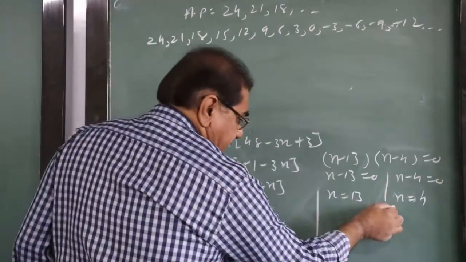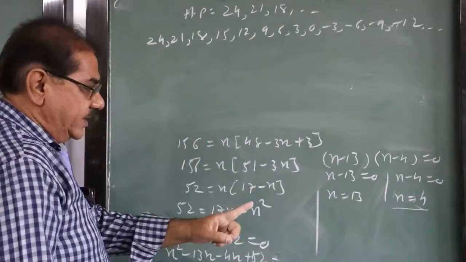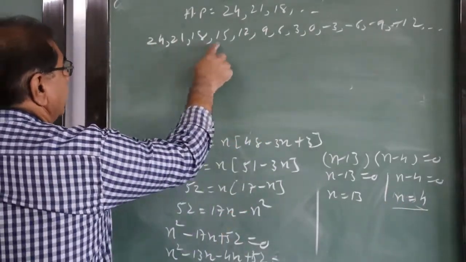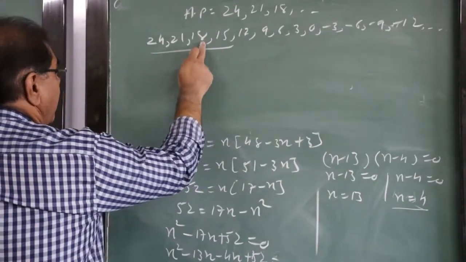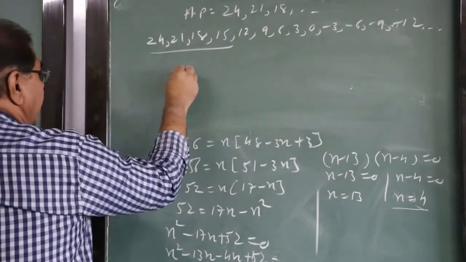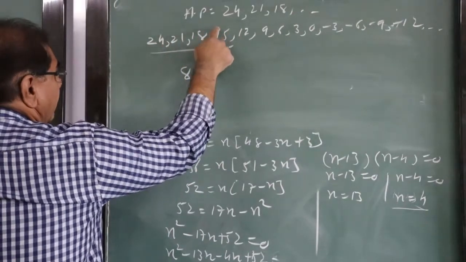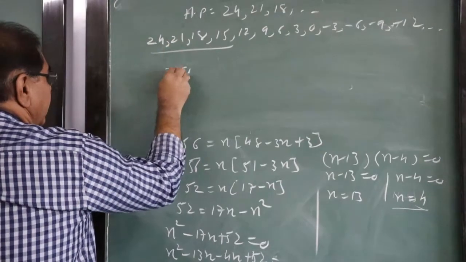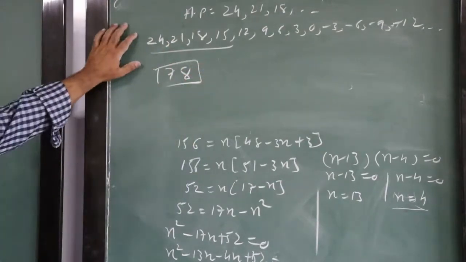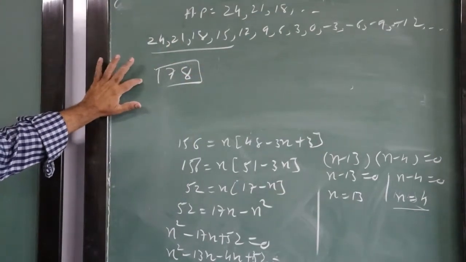So first of all let us take the sum of the first 4 terms. 1, 2, 3, 4. How much is it? 24 and 21, 45, 45 and 18, 63, 63 and 15, 78. So the first 4 terms bring the sum 78.